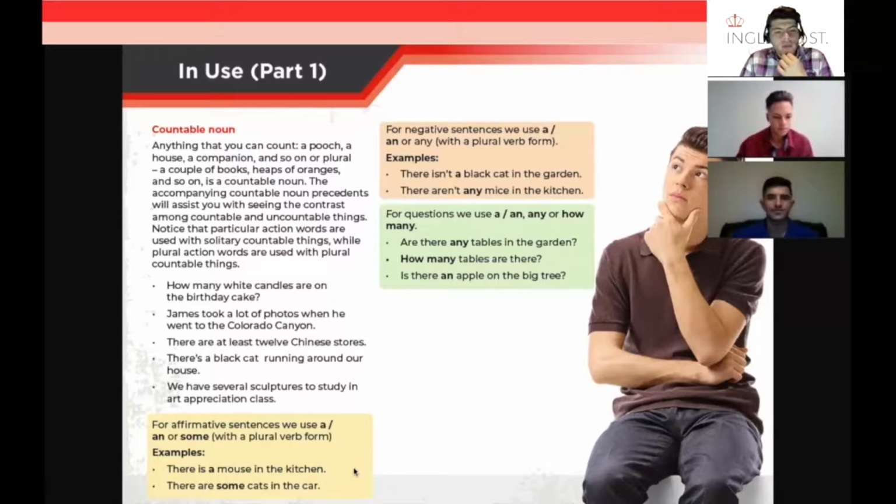Ok, estamos dentro de countables y recordamos el uso de a y an. That is to talk about one thing, que es para hablar de una sola cosa. Y ya saben, ¿recuerdan la regla para utilizar a o an? ¿Cuándo se utiliza una y cuándo otra? I think plural, so, singular. No, no tiene que ver con eso.